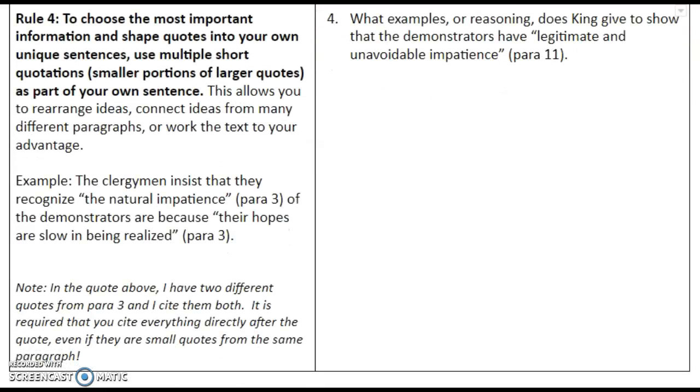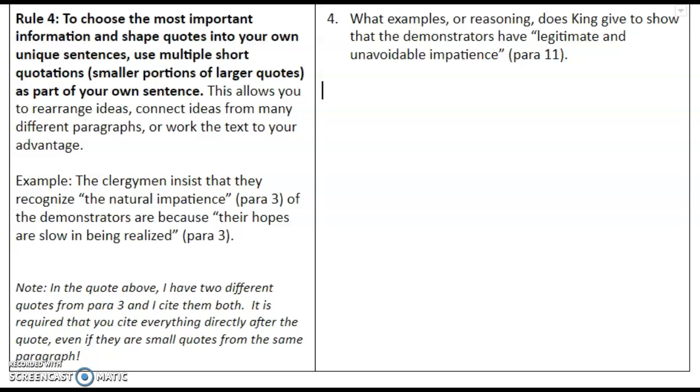Now, Rule 4 is when you want to create a really sexy sentence. So you're choosing the most important information, and you shape the quotes into your own unique sentences using multiple short quotations. So smaller portions of larger quotes as part of your own sentence. So let's say there was something in paragraph 10 that I loved that really connected to something in paragraph 3. This way I can take a small part of my quote from paragraph 10 and a small part of my quote from paragraph 3, and I can combine them into one sentence to make that connection. And that's really nice because you're really making the evidence work for you, connecting ideas and making the text work to your advantage.